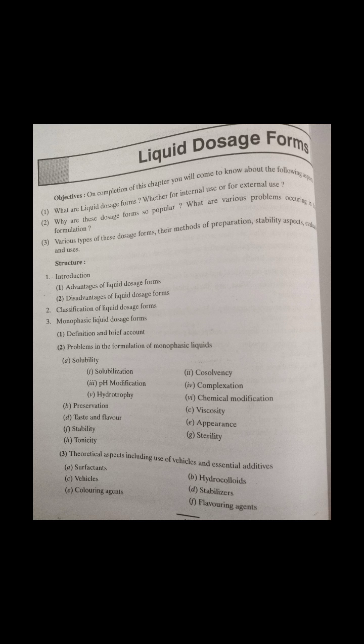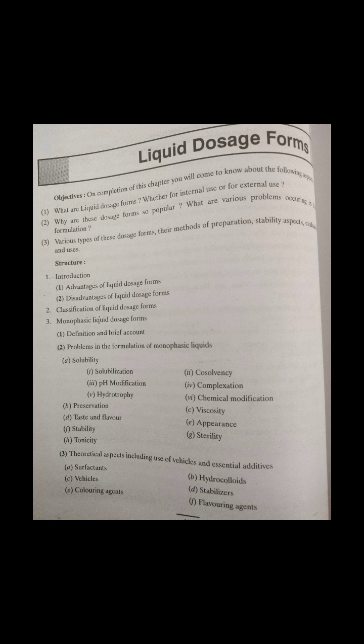So let us start with the monophasic liquid dosage forms. As the word monophasic suggests, this system contains only one phase, no matter components might be minimum two or more than two. Hence, this can be defined as a homogeneous one-phase system consisting of two or more components. So one phase is a solvent and the other one is a solute. Solutes might be one or more than one.